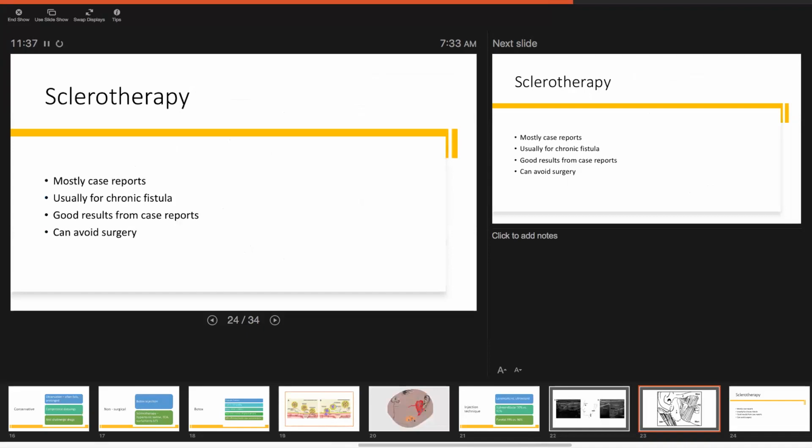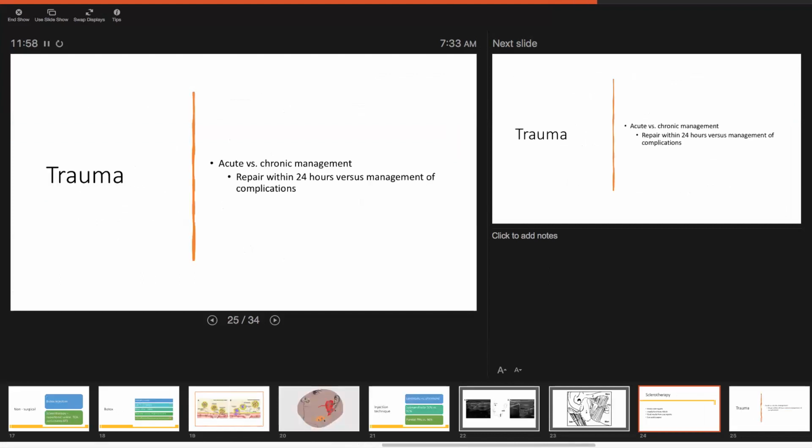Sclerotherapy: there isn't a lot of literature surrounding it, mostly case reports, usually for chronic fistulas. Good results have been reported in the case reports with minimal side effects, and it can potentially avoid surgery for patients.